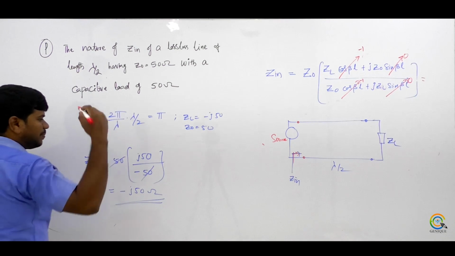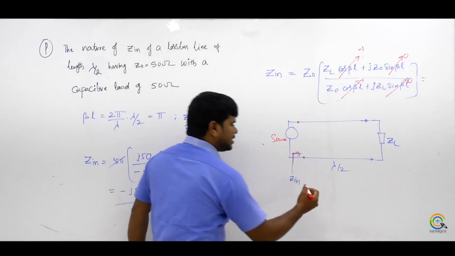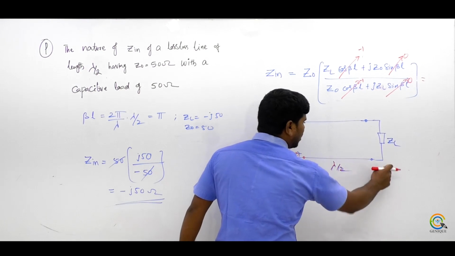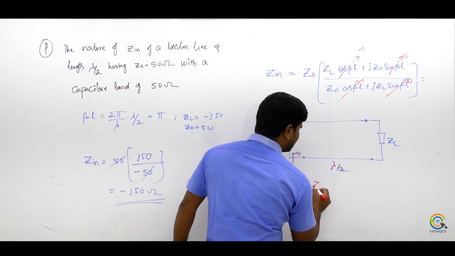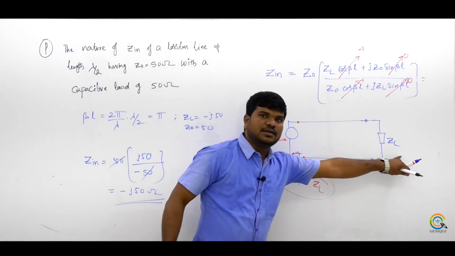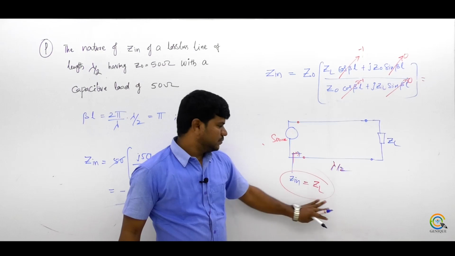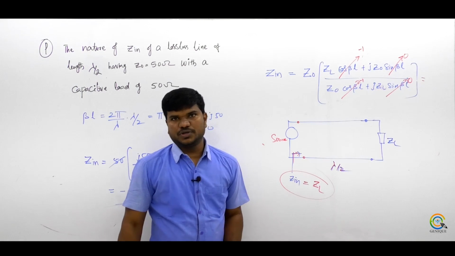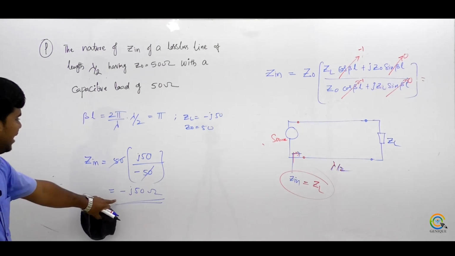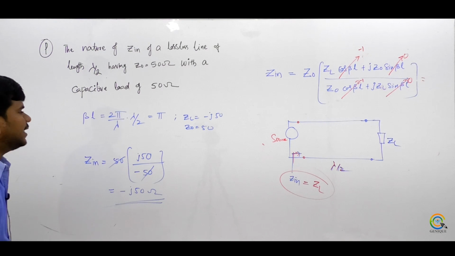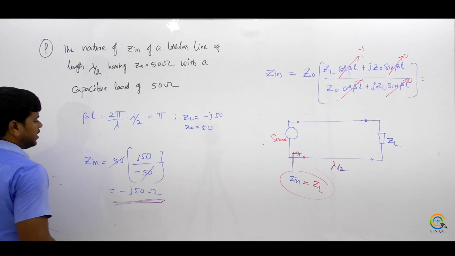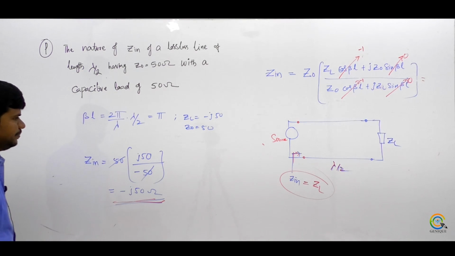That means if I take any lambda by 2 length between the source and the load, then I get Zin equal to ZL. Whatever ZL you take, you will get the same ZL at the input. So that's why it is called the impedance reflector. This is the Zin for the lambda by 2 line.